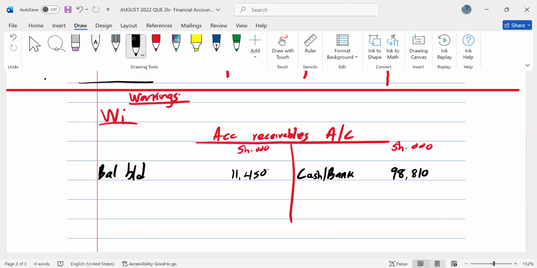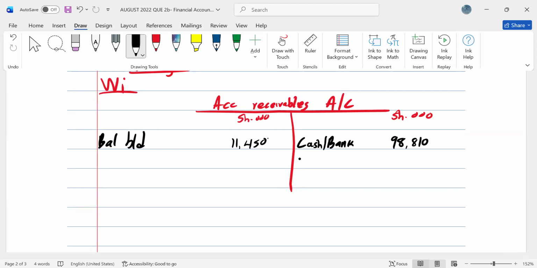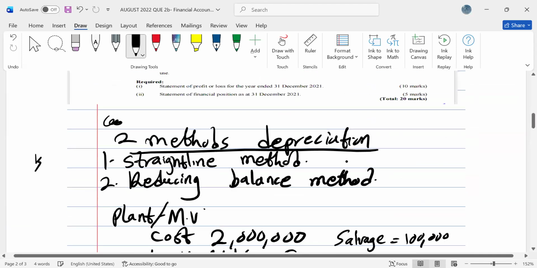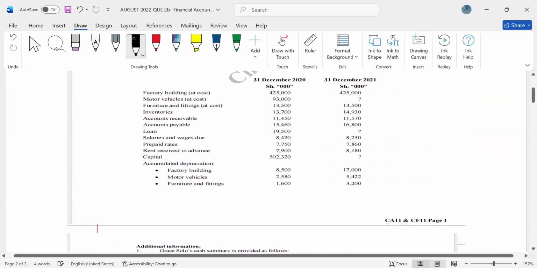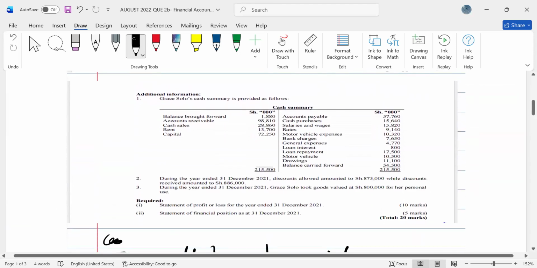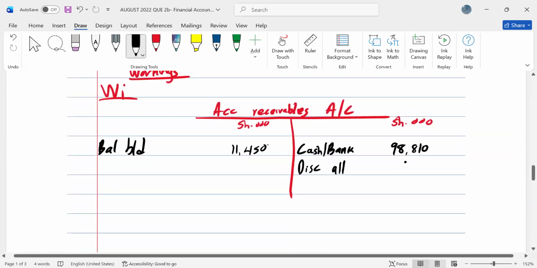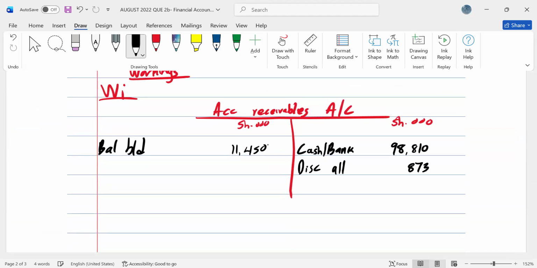So we credit a discount allowed in the receivables account. Come here and credit discount allowed. How much was it? Discount allowed was 873,000, so we just write 873. Remember, we are presenting our figures in thousands.